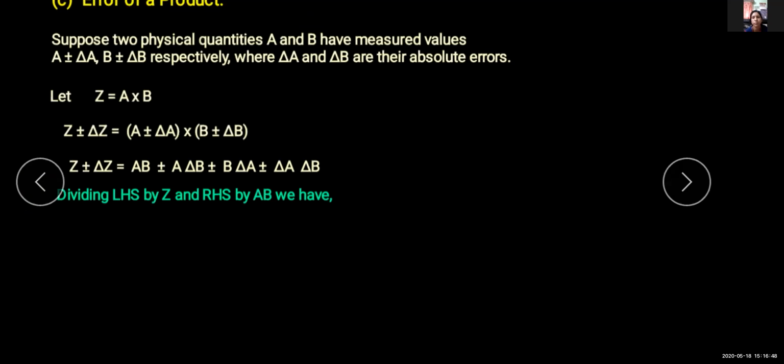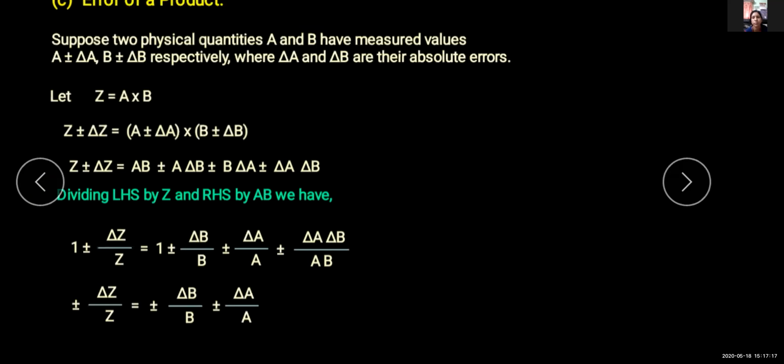On dividing both sides, we will get: on dividing LHS by Z and RHS by AB, we will get 1 plus delta Z upon Z equal to 1 plus minus delta B upon B plus minus delta A upon A plus minus delta A delta B upon AB. Okay, so on solving our equation, it will come out delta Z upon Z equal to plus minus delta B upon B plus minus delta A upon A.